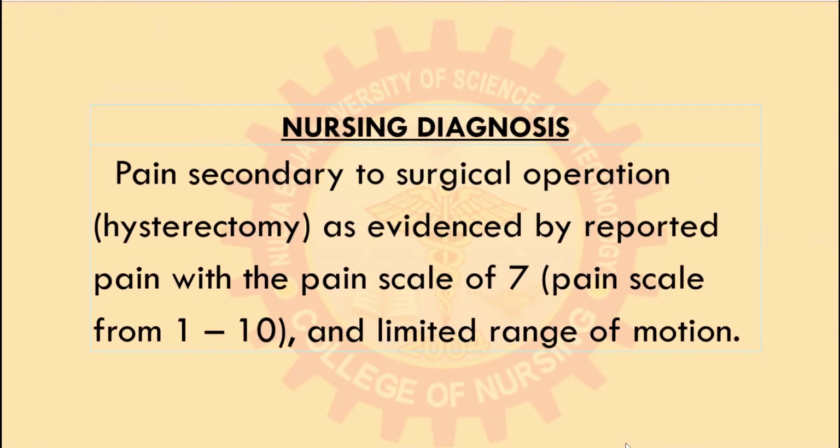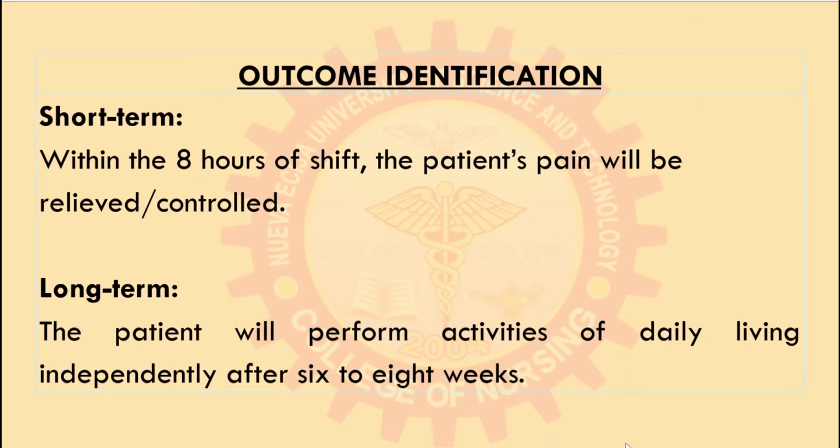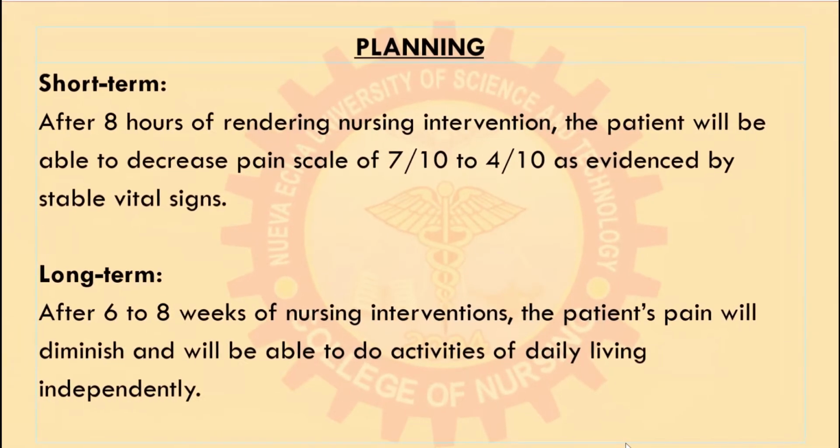For the nursing diagnosis, pain secondary to surgical operation, hysterectomy, as evidenced by reported pain with a pain scale of 7, pain scale from 1 to 10, and limited range of motion. For the outcome identification, short term, within the 8 hours of shift, the patient's pain will be relieved and controlled. Long term, the patient will perform activities of daily living independently after 6 to 8 weeks. For planning, short term, after 8 hours of rendering nursing interventions, the patient will be able to decrease pain scale of 7 to 10 to 4 to 10 as evidenced by stable vital signs.